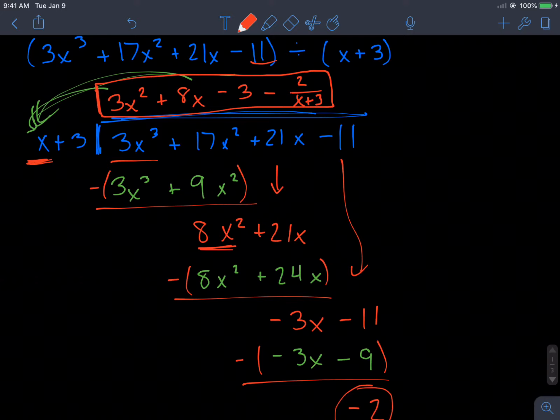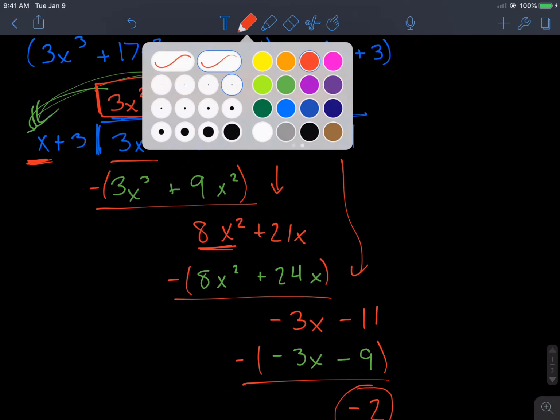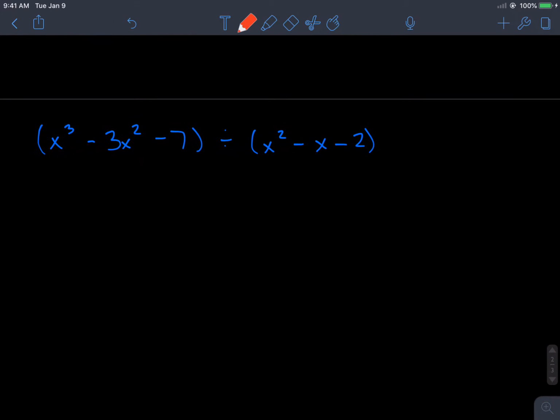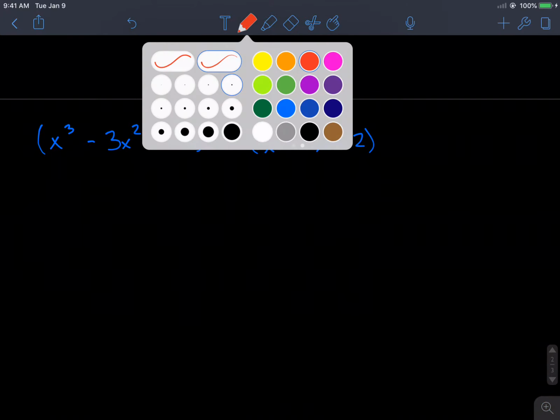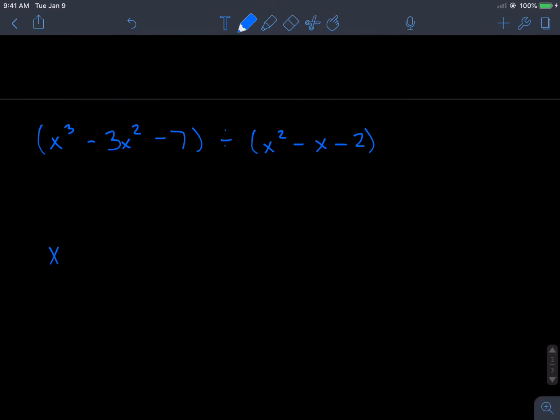Now again, going forward, we're not really going to be interested in the cases where we have a remainder, because we're going to want something to divide out evenly. Let's look at our other example. So here we have x cubed minus 3x squared minus 7 divided by x squared minus x minus 2. So we're dividing by a little bit bigger of a piece, but our process remains the same.